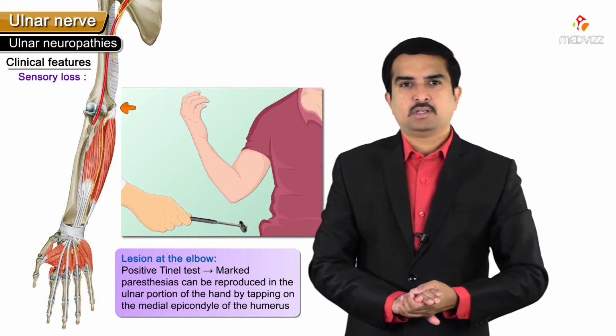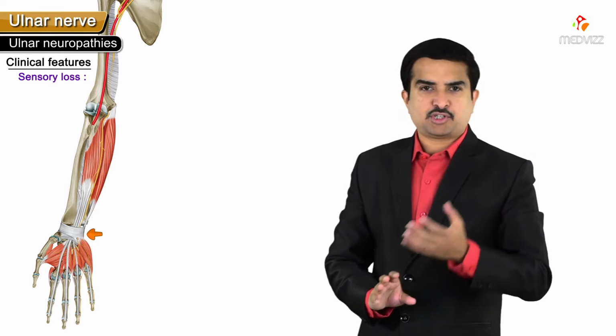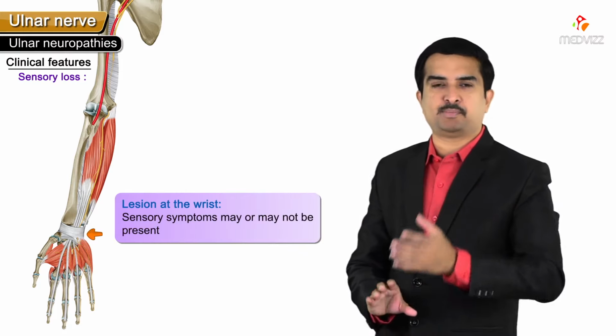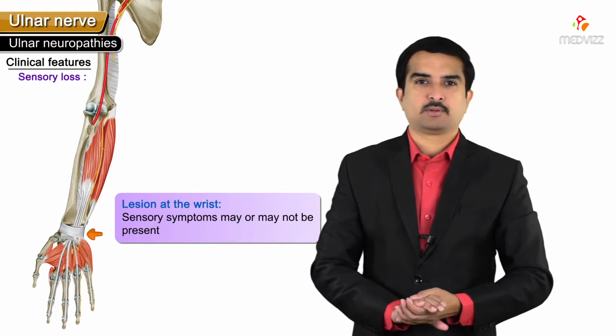Now when we talk about lesions at the wrist, sensory symptoms may or may not be present, but that is not the case with lesions at the elbow.